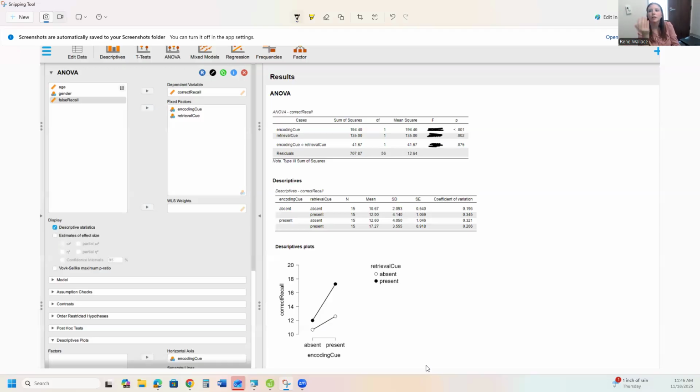And remember that ANOVA is just us being able to compare more than two different factors. With the t-test, we were able to do two. We could compare one to the other and how it was different from the population average, and how much they differed from the mean. But we can't really do that anymore if we have more than two factors. So in this one, we have a cue at encoding, a cue at retrieval, no cue at encoding, no cue at retrieval. We had our four different conditions.